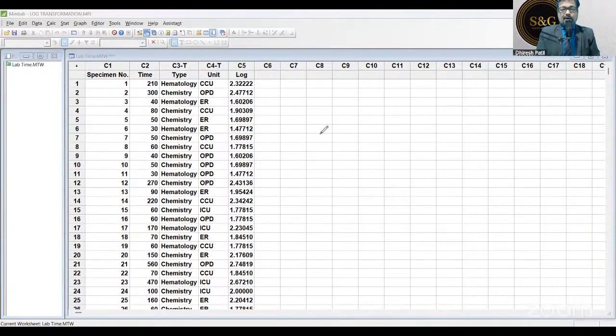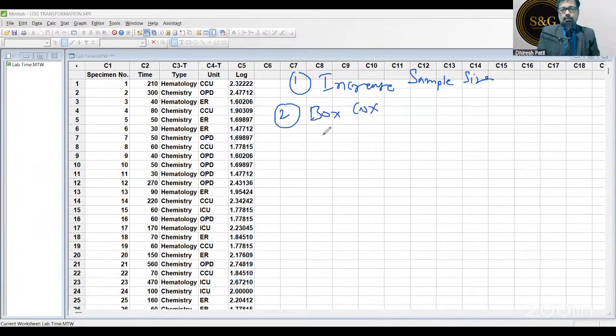So, strategy number 1. Let me write down. First, increase sample size. If you have 15 samples, make it 30, 40, 50. That's the first strategy. Second strategy is Box-Cox transformation. And the third strategy is Johnson.